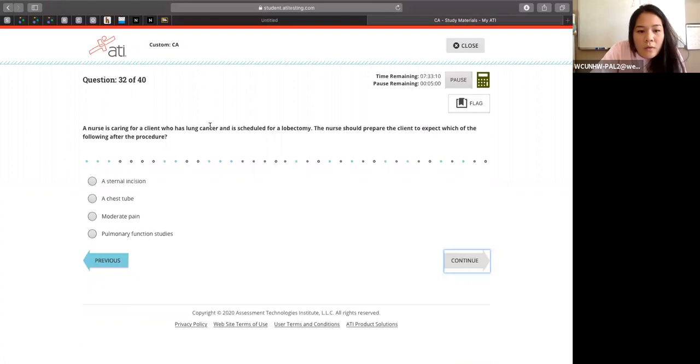A nurse is caring for a client who has lung cancer and is scheduled for a lobectomy. The nurse should prepare the client to expect which of the following after the procedure? So they have lung cancer and they're going to remove one of the lobes. What is the nurse going to prepare the client for after the lobe has been removed? Would they need a sternal incision, a chest tube, pain medication, or are they going to experience pain? Pulmonary function studies.